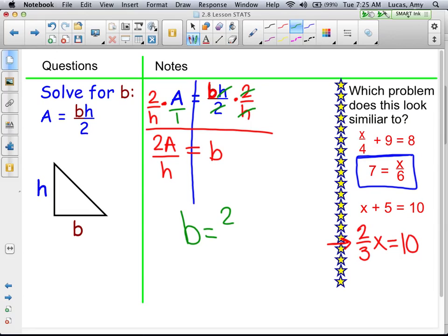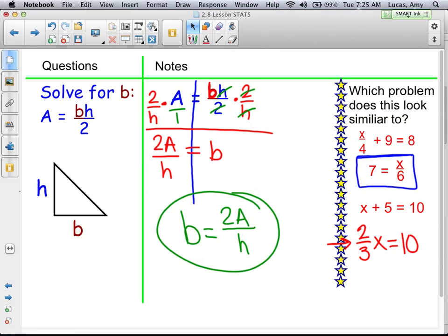B equals 2a divided by h. So the base of a triangle is equal to 2 times the area divided by the height.